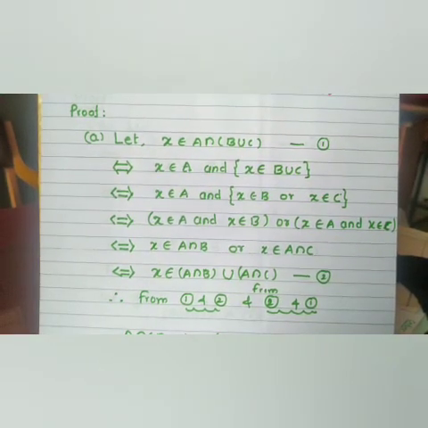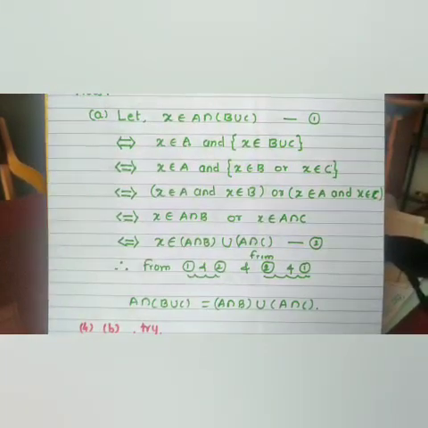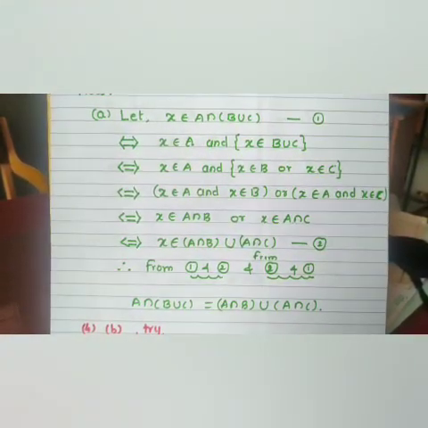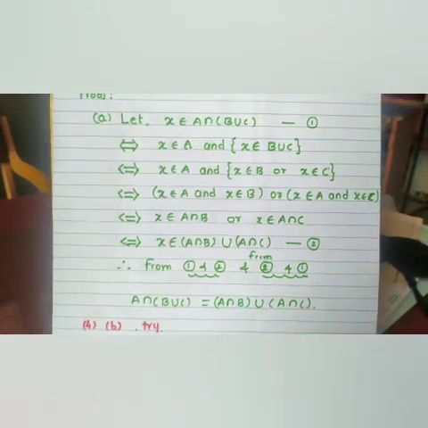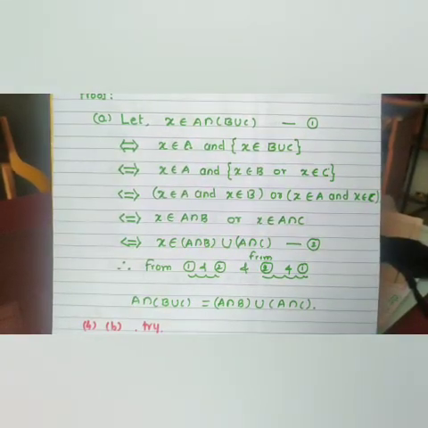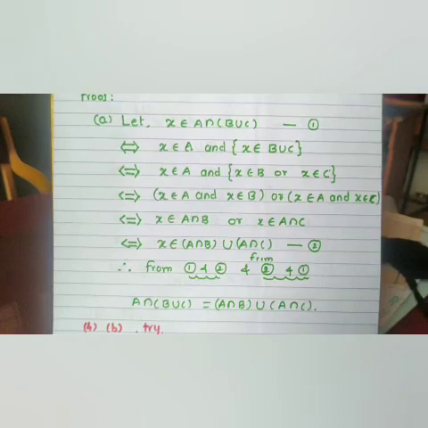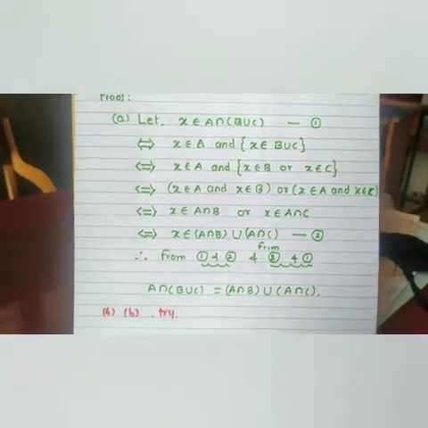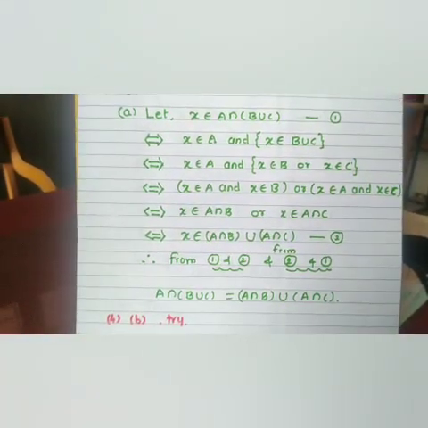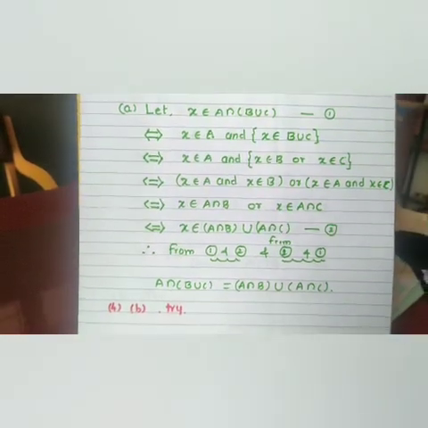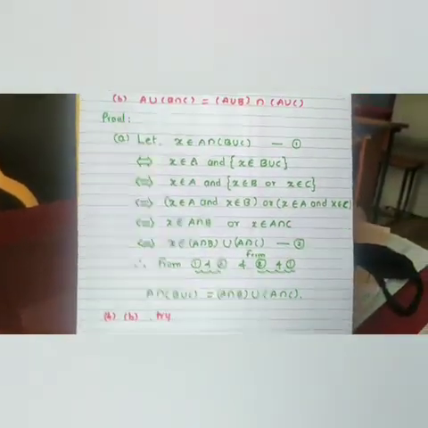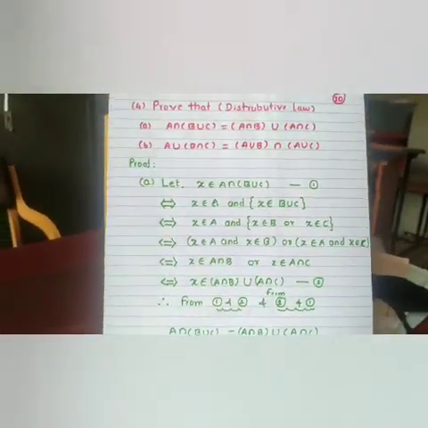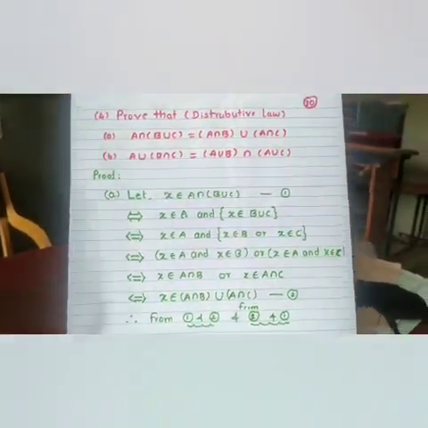So from 1 and 2, and from 2 and 1. From 1 to 2, and again in the reverse step 2 to 1. LHS is a subset of RHS from 1 and 2. RHS is a subset of LHS from 2 and 1. So it is clear that A intersection of B union C is A intersection B union A intersection C. So the next distributive law you can try yourself. Just change the union and intersection.